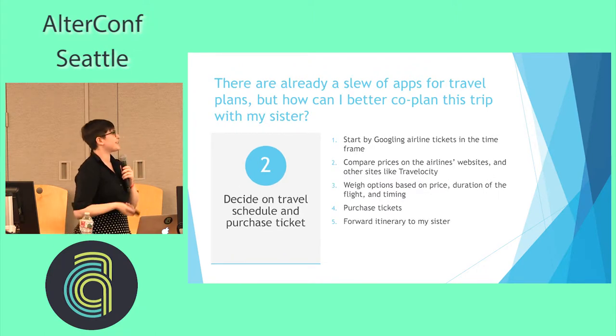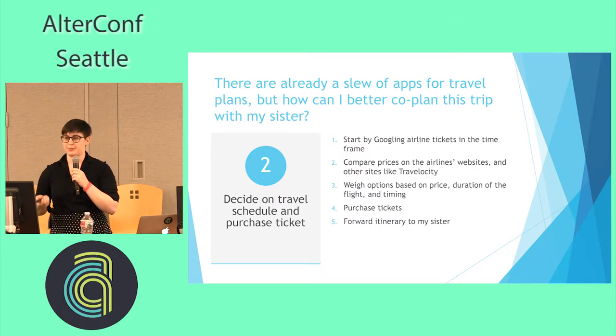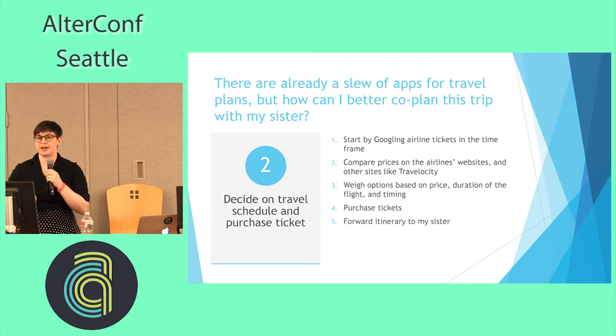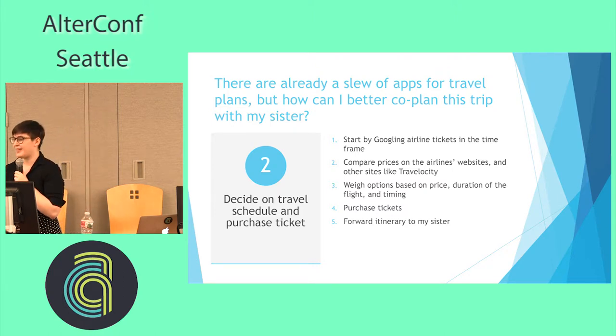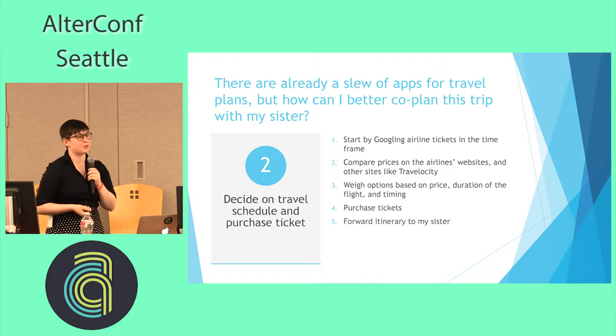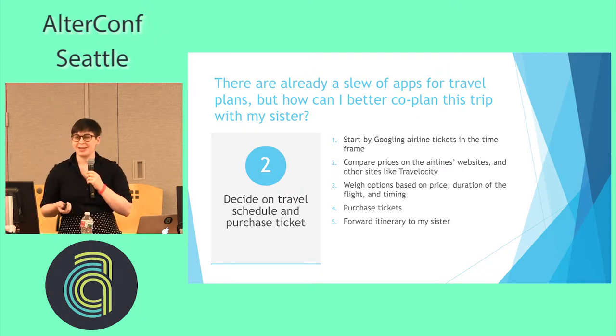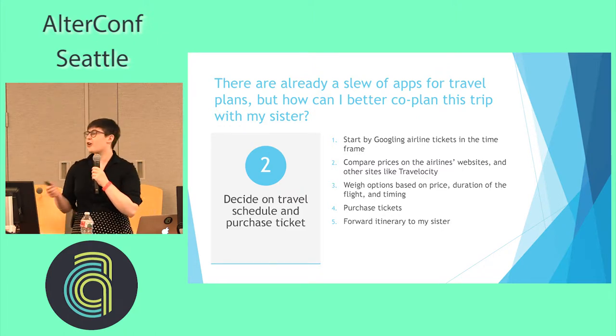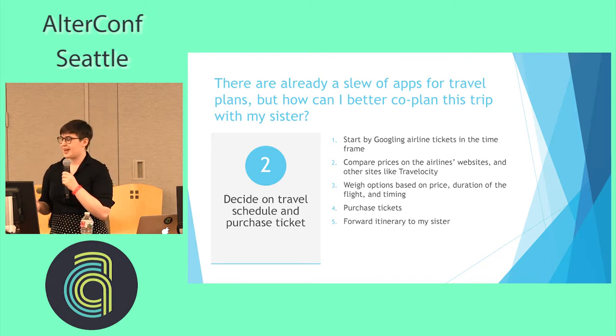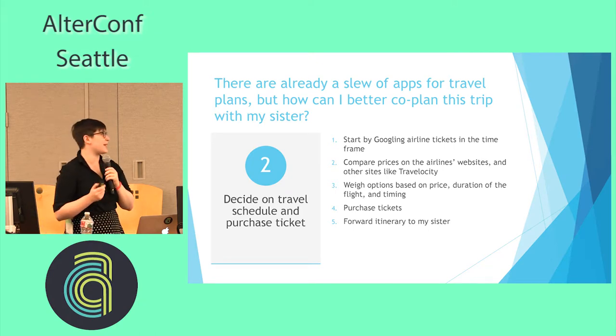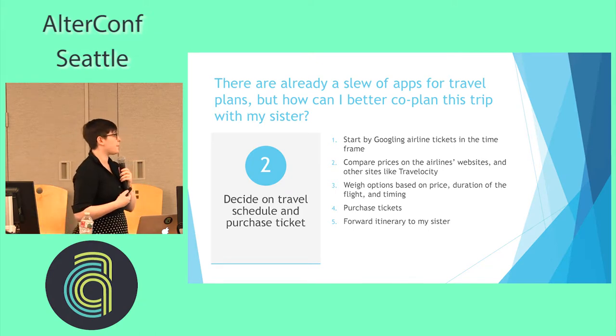Step two, deciding on the travel schedule. This is the one that I found most complex. As engineers, we don't often think about how technology that is often a one-on-one experience involves other people. For me, that's, well, I need to schedule a trip. I need to buy a ticket. But also, I need to clear all of those decisions with my sister. And I need to make sure it matches up with my own schedule.